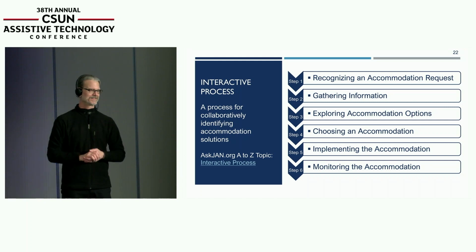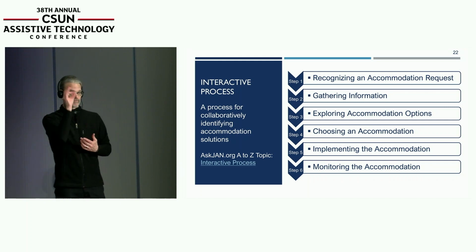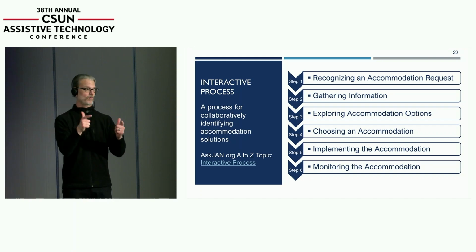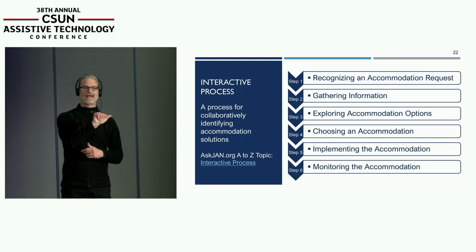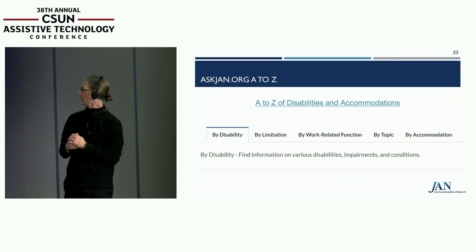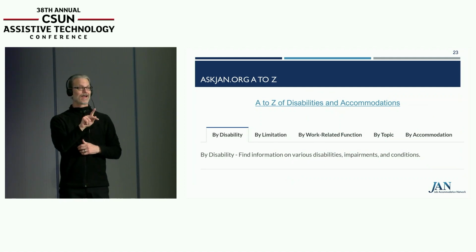But if y'all are unfamiliar with the Job Accommodation Network, I would recommend all people start with the A to Z listings, and I just wanted to walk through those real quick. So if you go to askjan.org, there's an A to Z listing, and it can help you populate accommodation considerations depending on what information you have.